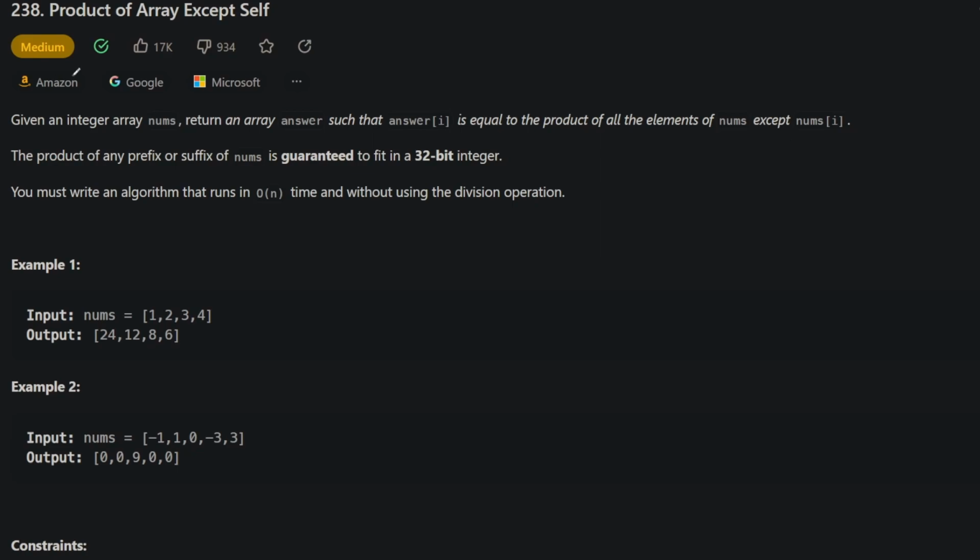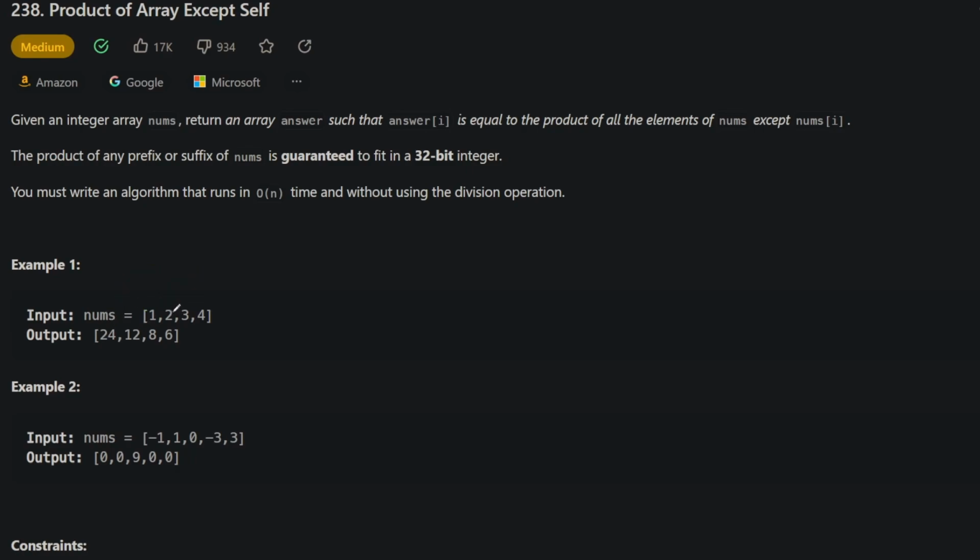So let's look at example 1. In example 1, nums is 1, 2, 3, 4, and our output is 24, 12, 8, and 6. Because if we look at position 0, we take out 1, and we multiply 2 times 3 times 4, that equals 24. And that goes right here.